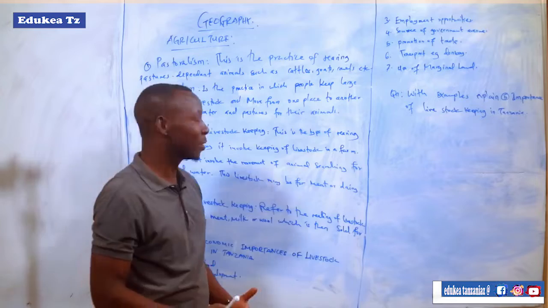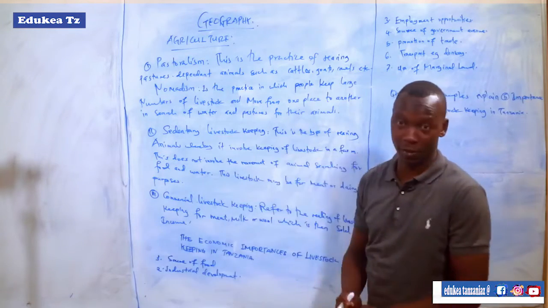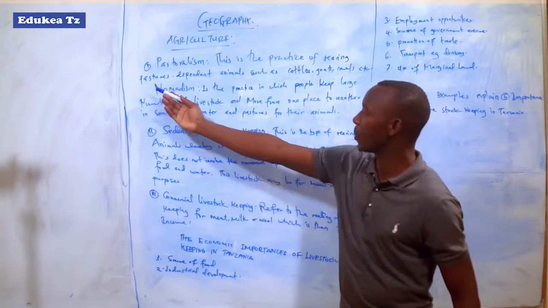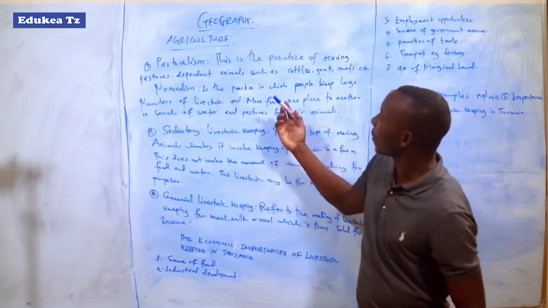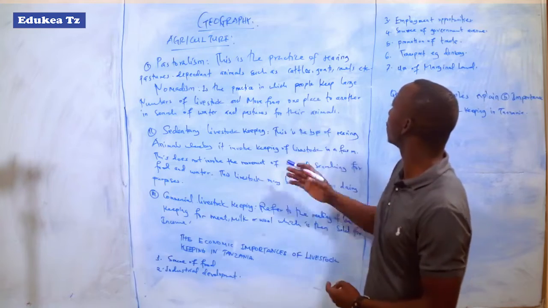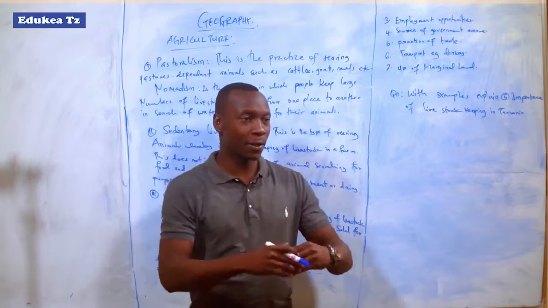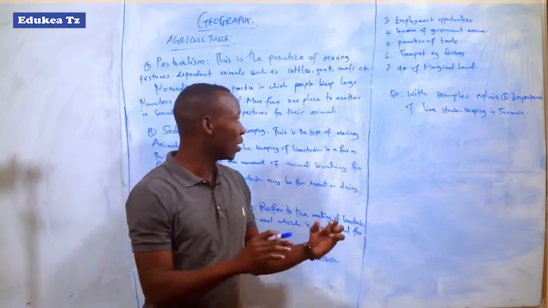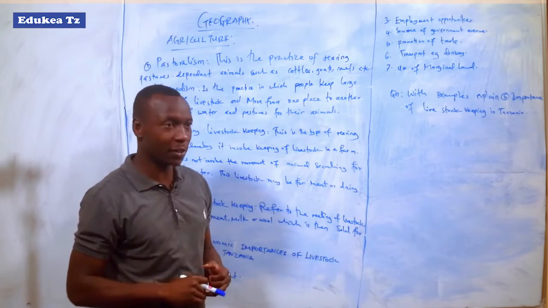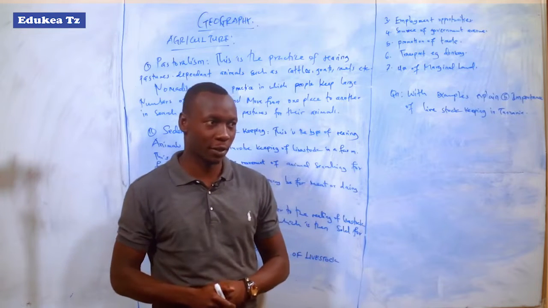So my dear students, first of all I want to let you know the meaning of pastoralism. Pastoralism is a practice of rearing pasture-dependent animals such as cattle, goats, camels, etc. It is among the agricultural activities, and it involves keeping animals in different areas.